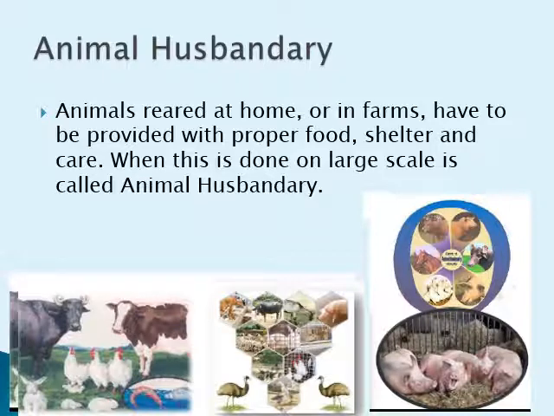Now, what is animal husbandry? Till now, in this chapter, we have seen that how the plants should be grown, and plant is a very important source for food. So what are the different ways by which we can take care of plants? Not only plants are important, but even the animals are the source for food.